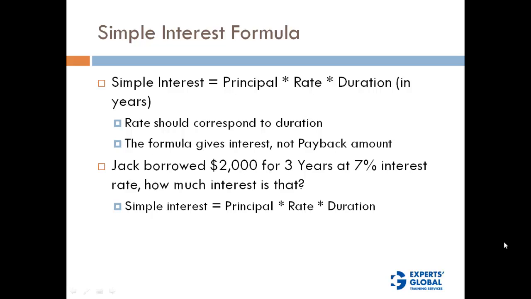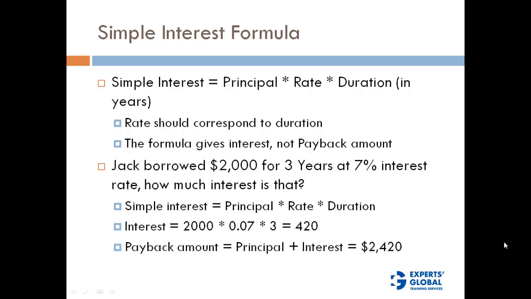Simple interest is equal to principal into rate into duration. So we get 2000 into 7%, which is 0.07, into 3 is equal to 420. So simple interest is 420 and the payback amount is going to be principal plus interest, 2000 as principal and 420 as interest, 2420.